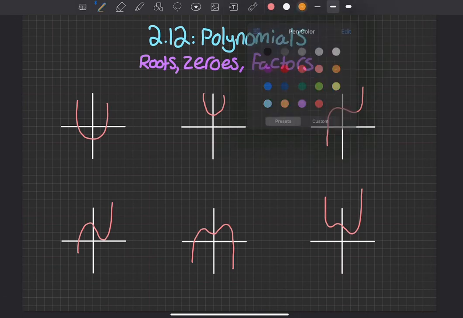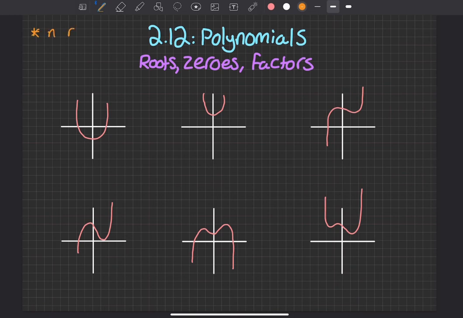So two rules to always remember is that a graph will have n roots and n minus 1 turning points. Okay, and I'll get to that right now. So this first graph here has one turning point, which means n equals 2, right? Because if there's one turning point, n minus 1 equals 1, n equals 2, right? And since n equals 2, it means there has to be two roots in this graph.